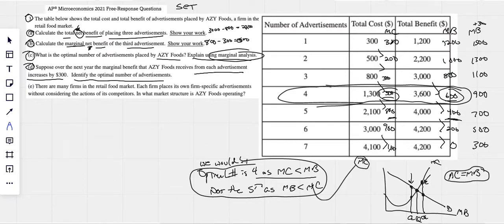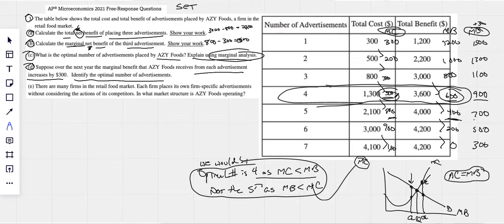Then we're going to do the same thing we did before. We look and try to find where marginal benefit and marginal cost are closest together. And it looks like with that additional benefit, the cost is greater here, so I would not want to do that. This is 900, and this is still 500.